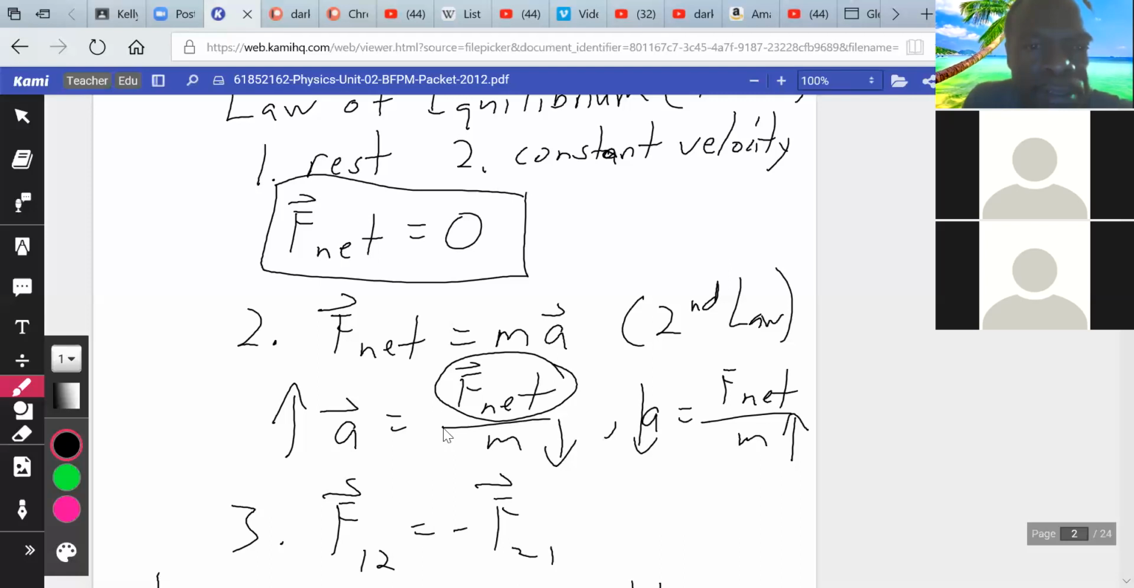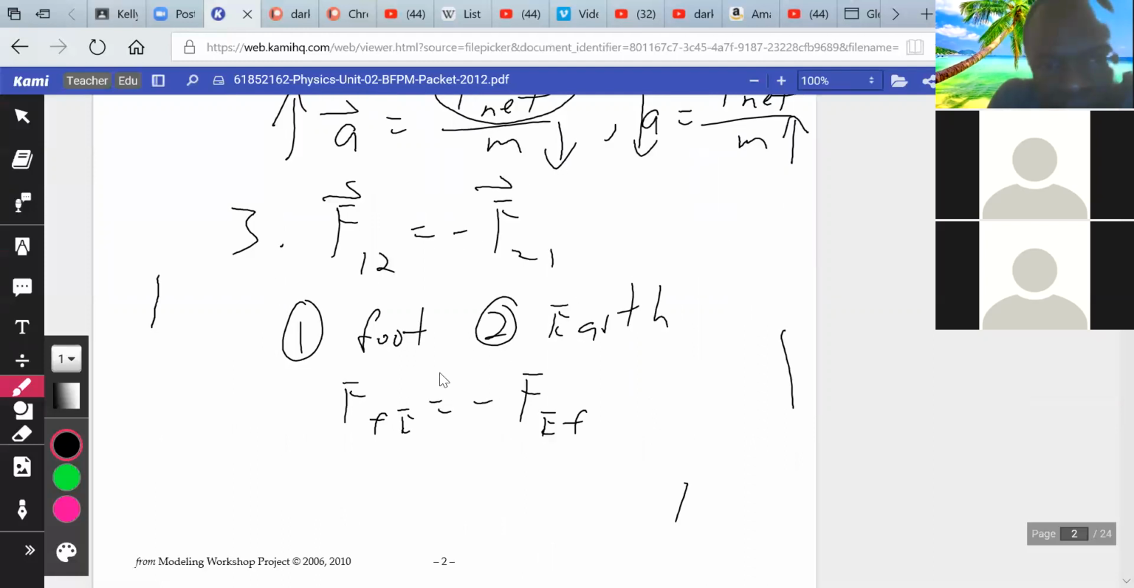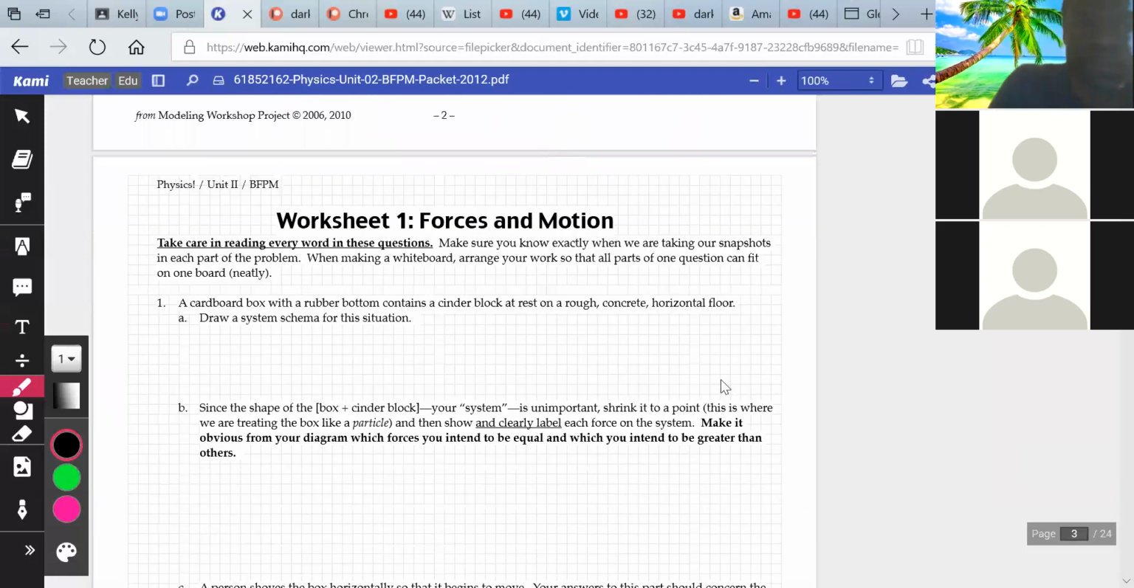And then again, Newton's third law: force of 1 on 2 is equal to negative F2 on 1. Force of object 1 on 2 is equal and opposite 2 on 1. And like I said before, if I had the foot on the earth, the force of the foot on earth is equal and opposite the force of earth on foot. All right, so I think we get that point.